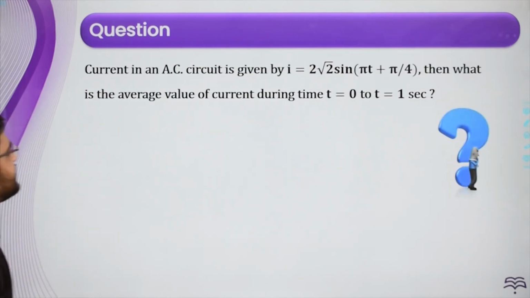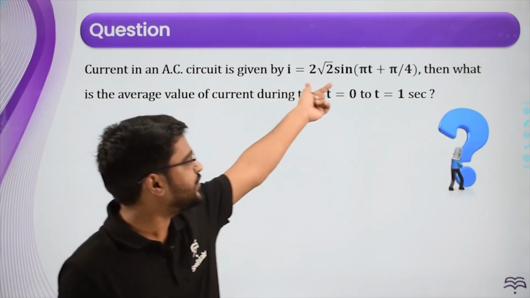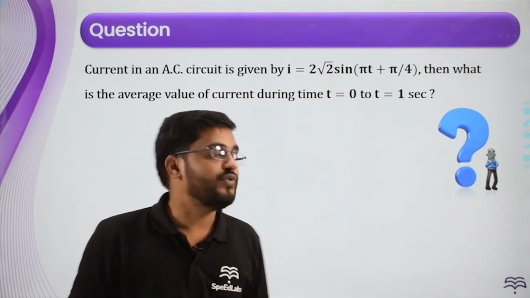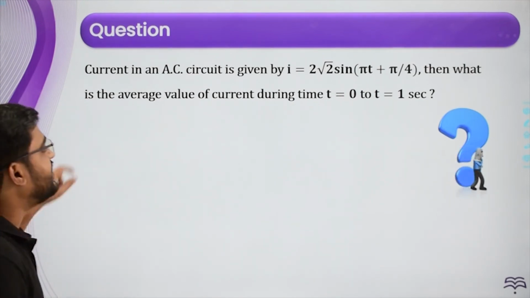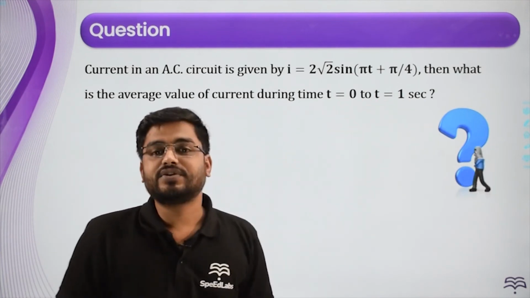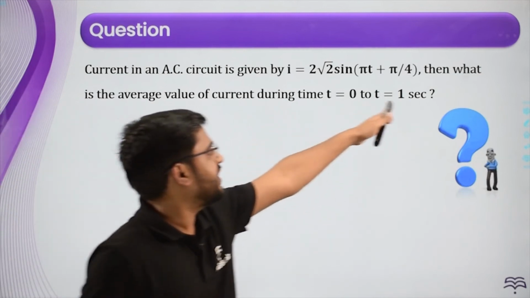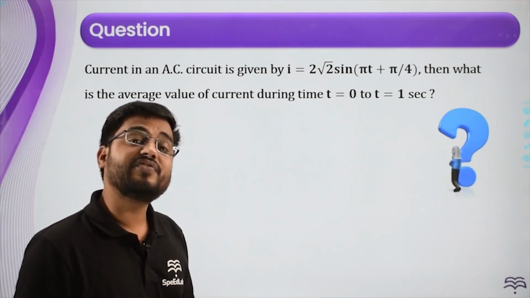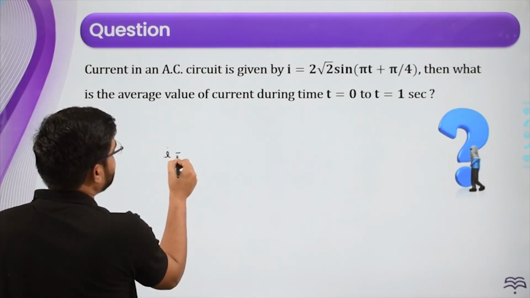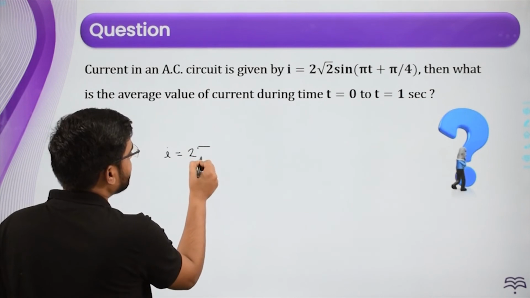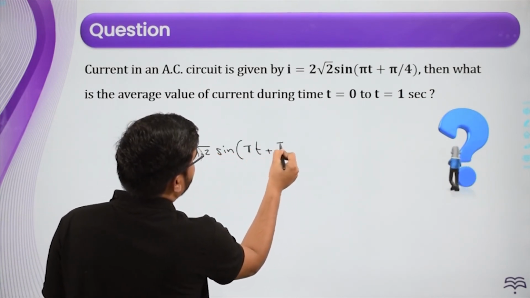This is the next question. The question says that the current in an AC circuit is given by I is equal to 2 root 2 sine(pi t plus pi by 4). And now they are asking, what is the average value of the current during t equal to 0 to t equal to 1? Here we need to do the integration, t from 0 to 1. Here the important thing is that we find the time period first. So let us have a look at the value of current which is given to us: 2 root 2 sine(pi t plus pi by 4).